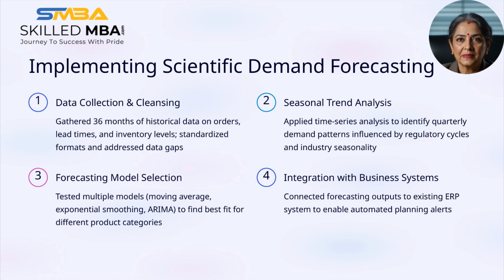Implementing scientific demand forecasting involved collecting 36 months of historical data, standardizing formats, and addressing data gaps. Seasonal trend analysis identified quarterly demand patterns. Various forecasting models, including moving average and ARIMA, were tested for optimal fit. Outputs were integrated with the Enterprise Resource Planning System for automated planning alerts, enhancing decision-making efficiency.